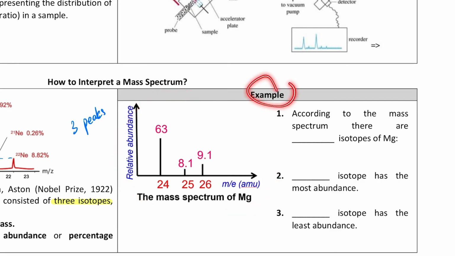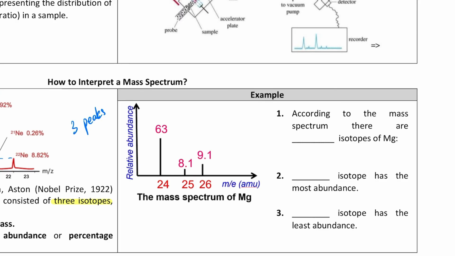Okay, so let us start with this example. This is the mass spectrum of magnesium. Cuma dia very detail sikit lah, lagi senang kita nampak compare dengan yang tadi kan. So relative abundance ini adalah M over E. M over E tu mass to charge juga.